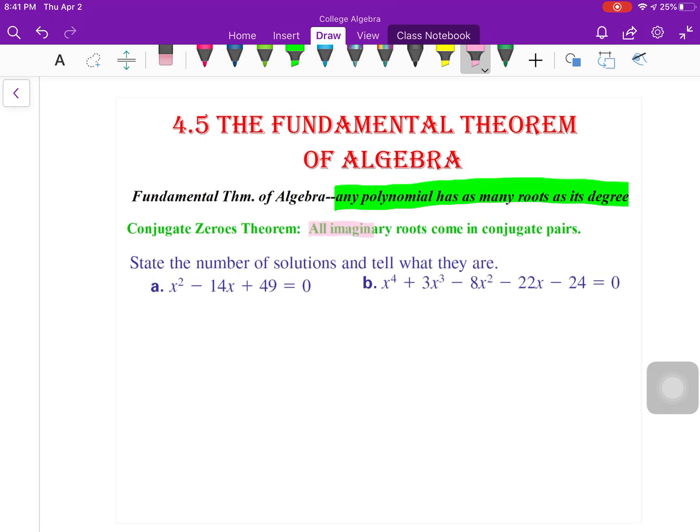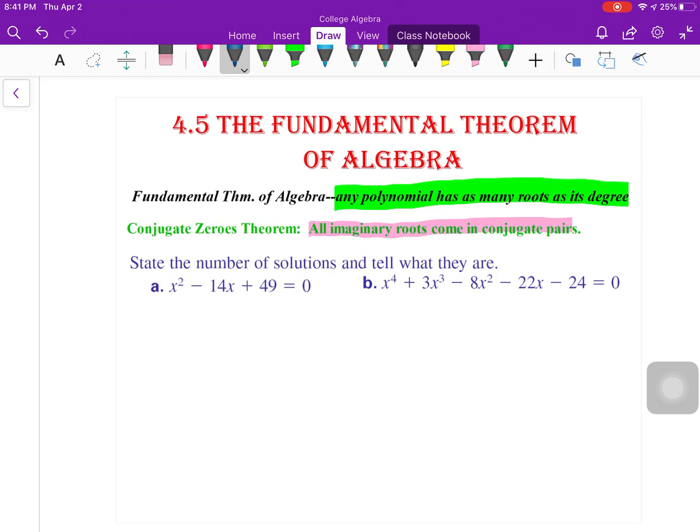The other thing you need to remember is the conjugate zero theorem, that all imaginaries will come in conjugate pairs. So you can never have just one imaginary root. You must always have 2 imaginary roots in groups of 2.